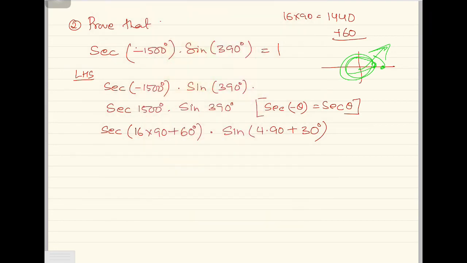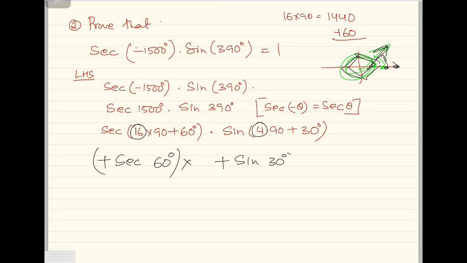Let's see one more time. 1, 2, 3, 4, 5, 6, 7, 8. Likewise, 16 will come here. And then plus 60 means in the first quadrant, not fourth, sorry, first quadrant. So in the first quadrant, everything is positive, so sec will also become positive. First I write the sign, and because it is even, sec will remain sec and 60 degree. Into the next one, sine. Now 4 into 90 means it reaches here, plus 30 again in the first quadrant. In the first quadrant sine is also positive, and because it is even, sine will remain sine and then 30 degree.